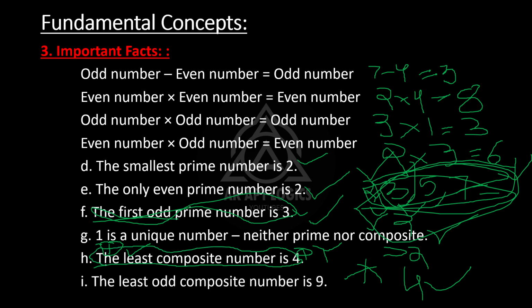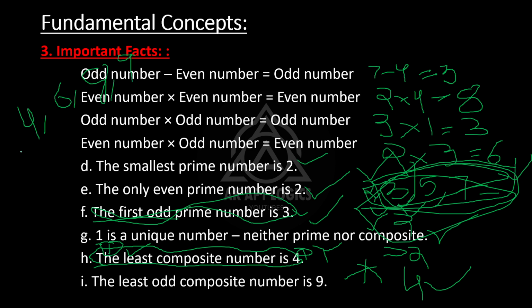Next, the least odd composite number is 9. If you are going to take odd composite numbers, 4 is the first composite number, as I have discussed. 5 is a prime number, and 6 is a composite number. 7 is a prime number. 8 is a composite number, and 9 is a composite number because it is divisible by 3.